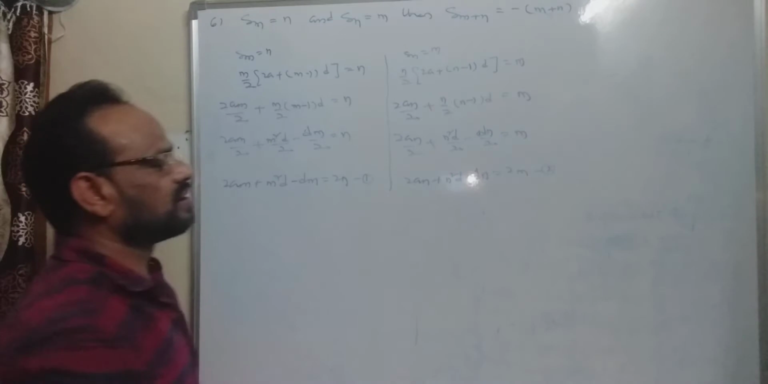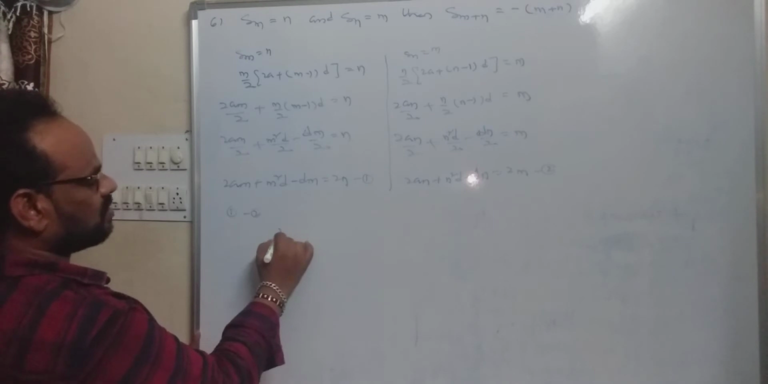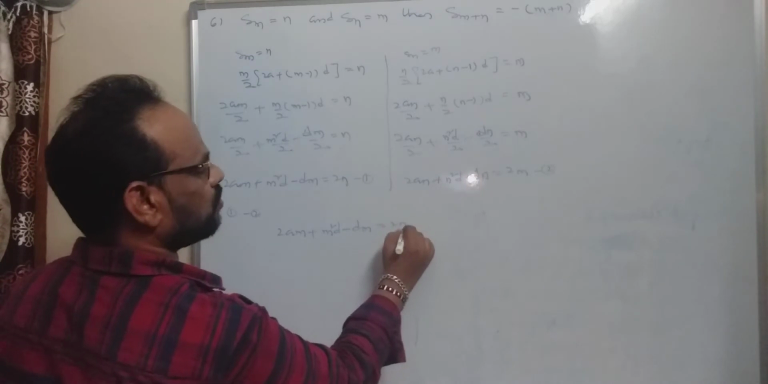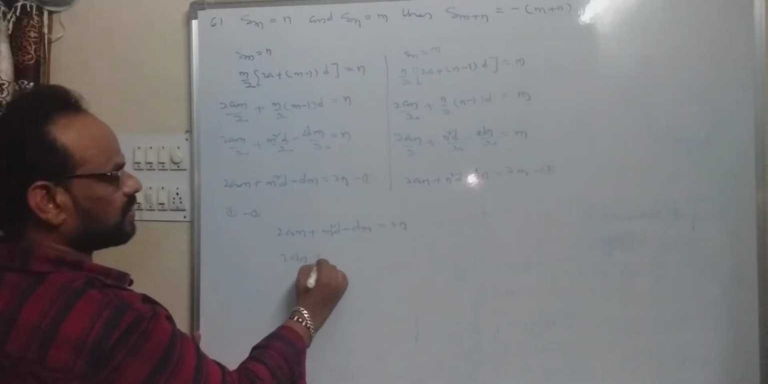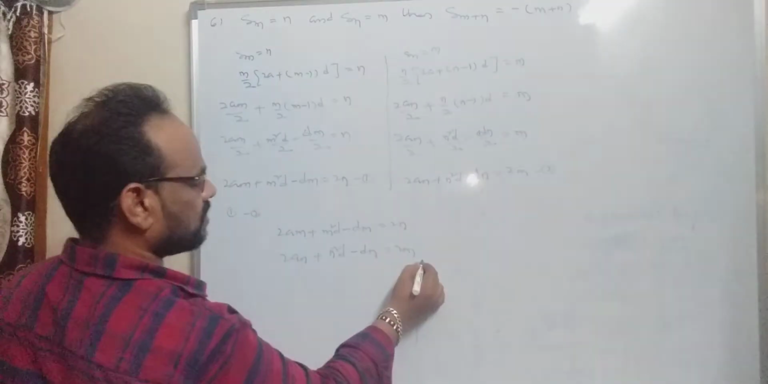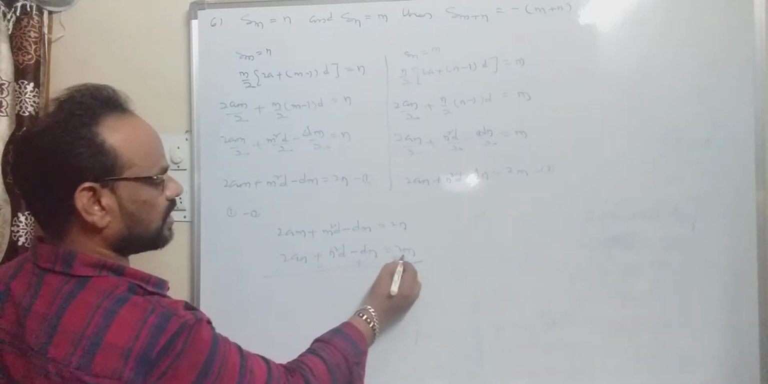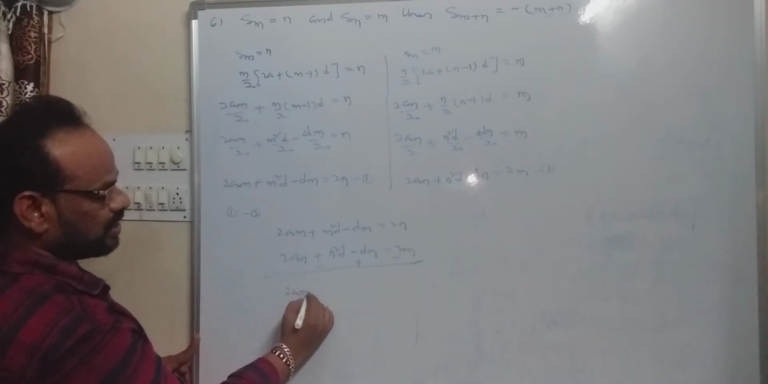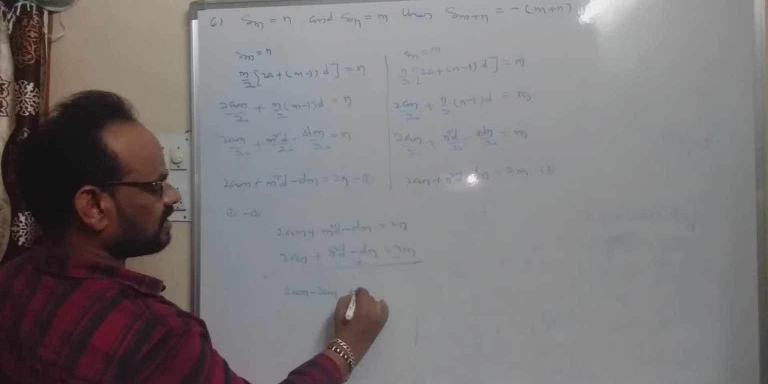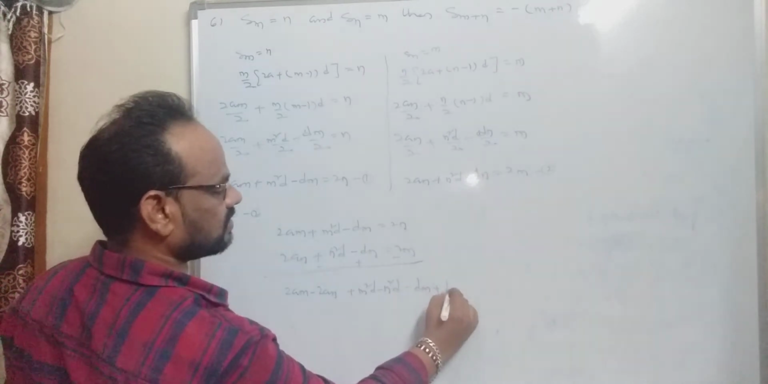This is equation number 2. So 1 minus 2, we will get 2am plus m square d minus dm is equal to 2n. Second equation is 2an plus n square d minus dn is equal to 2m. If you subtract the second equation, signs will be changed, minus plus minus. So 2am minus 2an plus m square d minus n square d minus dm plus dn is equal to 2n minus 2m.